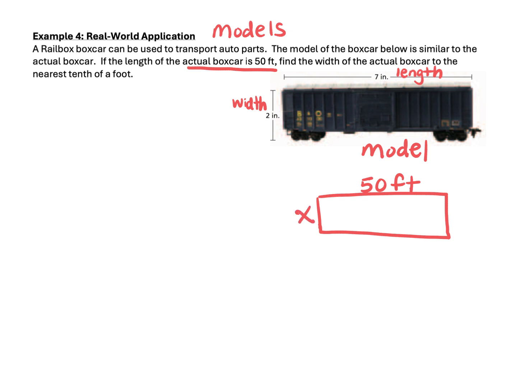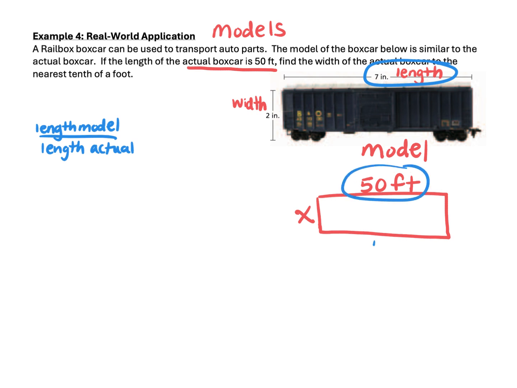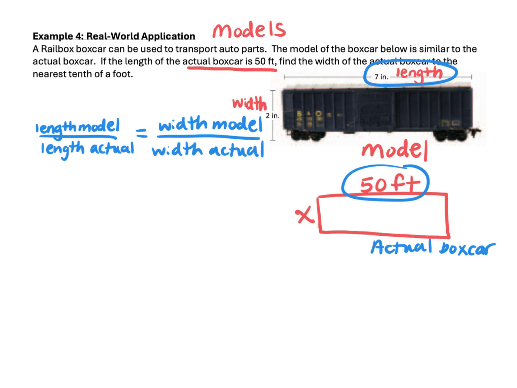Well, when you write your proportion, there's a lot of different ways that you can do it as long as you match up like parts with like parts. So for example, you could do like the length of the model divided by the length of the actual boxcar. So like this and this would match because this is my actual boxcar. And then we'd have to do same pattern, width of the model. So the model is on top, and then the width of the actual on the bottom. So it does kind of help if you at least label them a little bit.